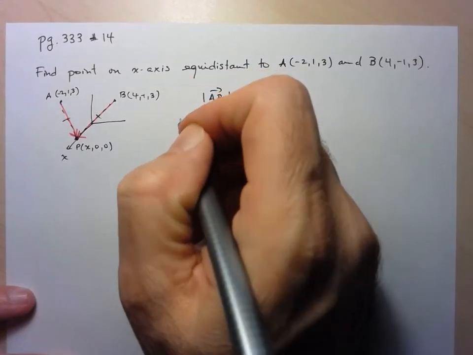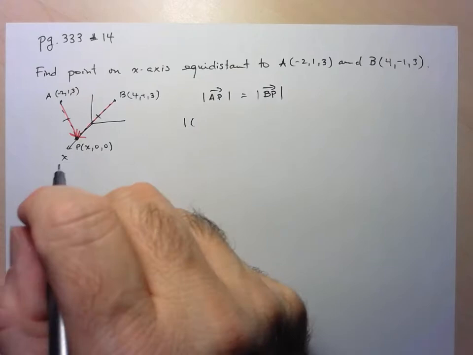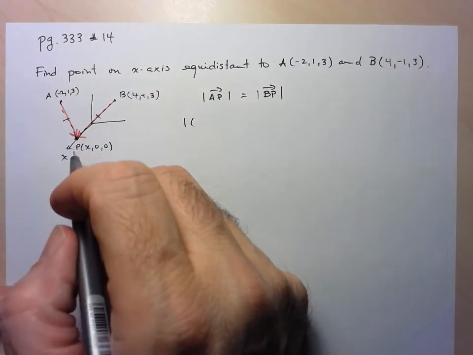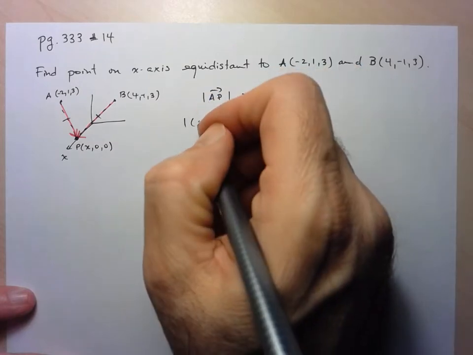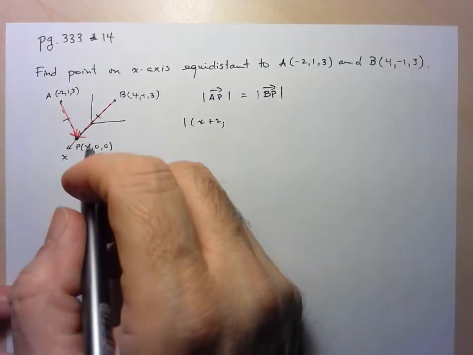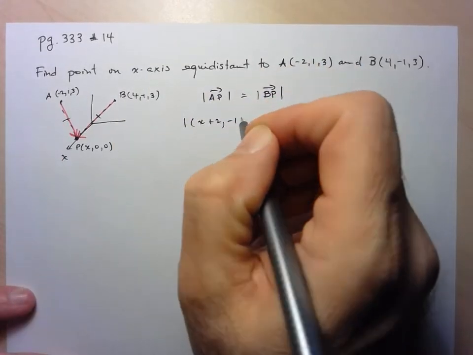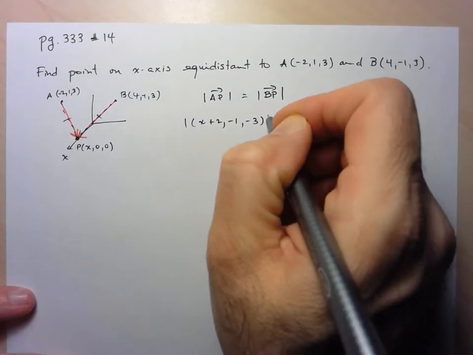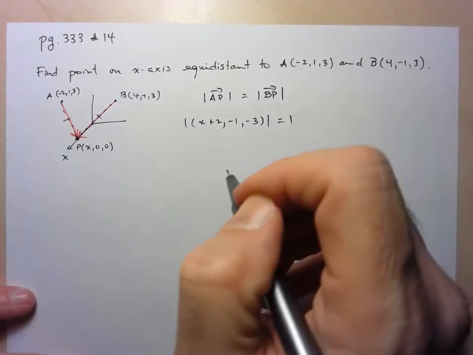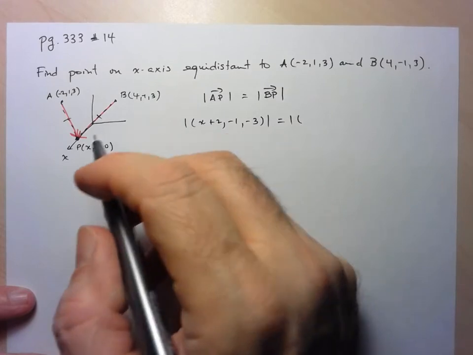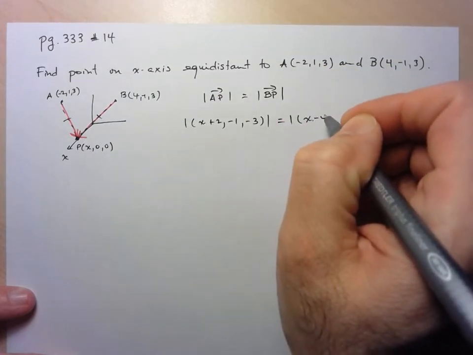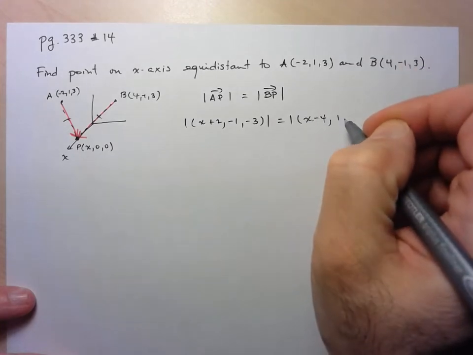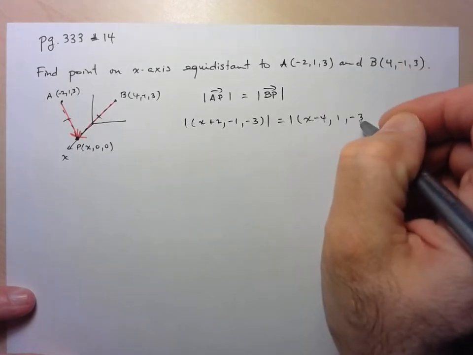So let's find AP. Notice how I made P the second point, so I have my variable coming first. This is x minus -2, so x plus 2. Here's 0 minus 1, -1, and 0 minus 3, -3. That's got to be equal to the magnitude of BP, and for BP we have x minus 4, 0 minus -1, so it's 1, and 0 minus 3, -3.